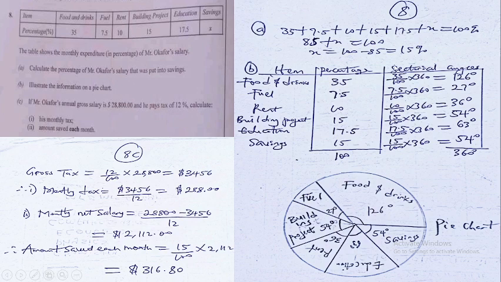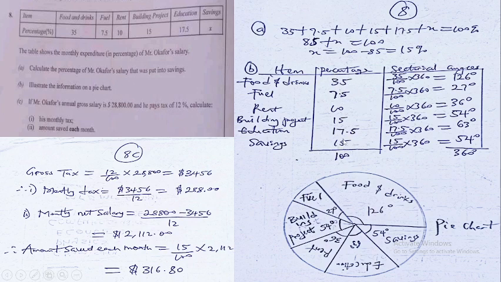We have to get the sectorial angle for each item, because without the sectorial angles, we will not be able to represent this information on the pie chart. So that's why we construct this table. We have the items, the percentage, like you have it here, and their values also, which everything adds up to 100, because you have already gotten the value for savings, which is 15.